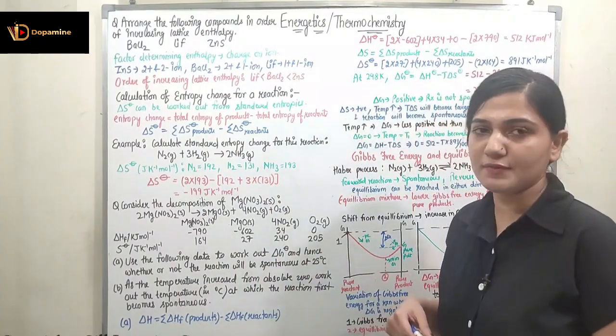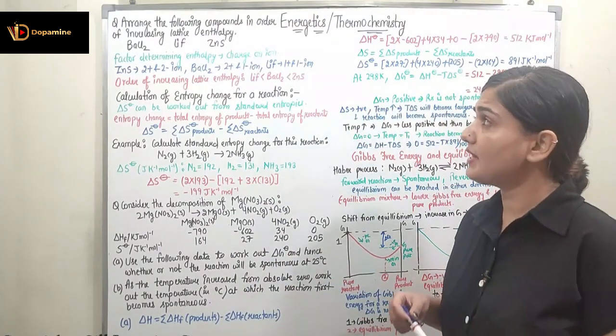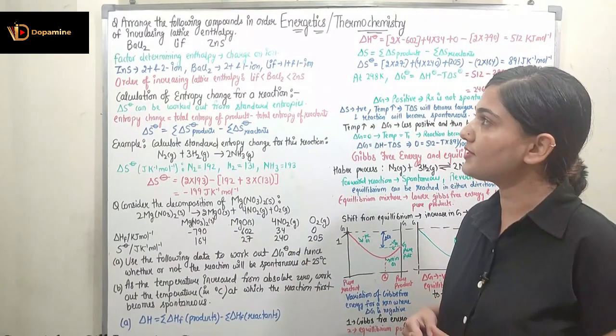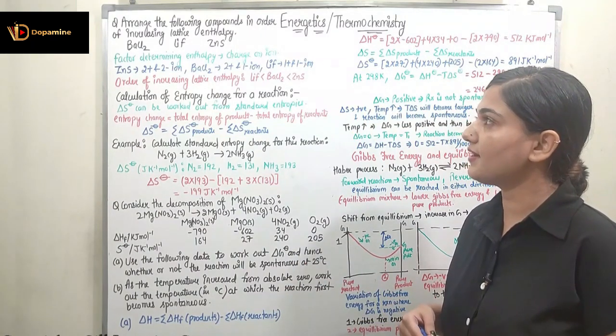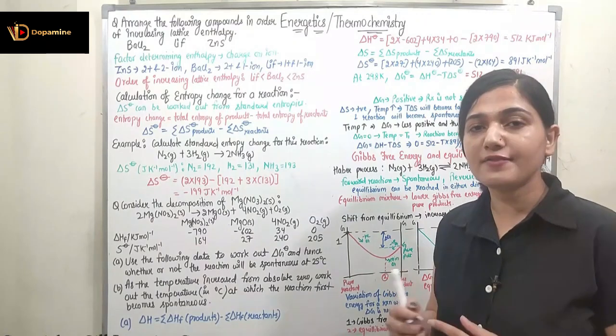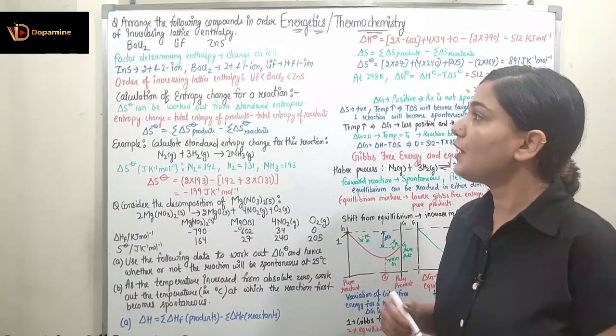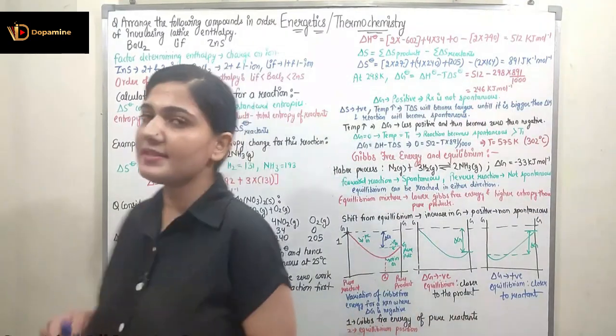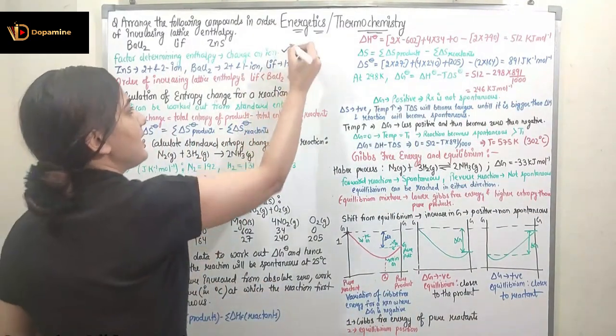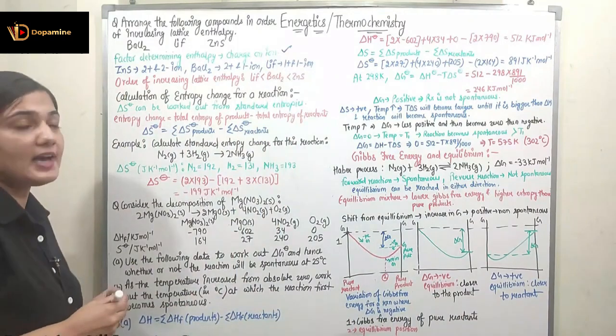So let's start our discussion with the first question of the day, which states: arrange the following compounds in order of increasing lattice enthalpy: BaCl2, LiF and ZnS. We should know what the factors are that determine the lattice enthalpy for the given compound, right? The factor that determines lattice enthalpy is the charge on the ion. We have to see the different charges on different ions.